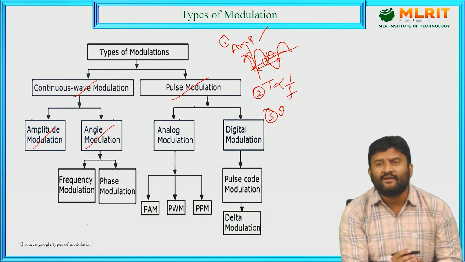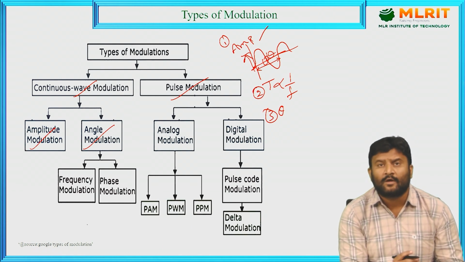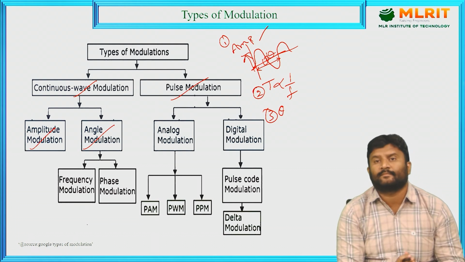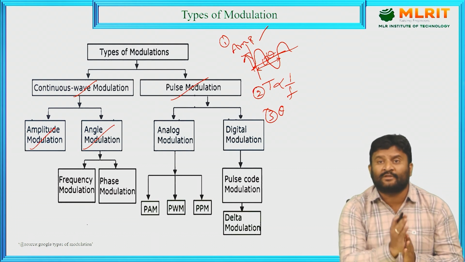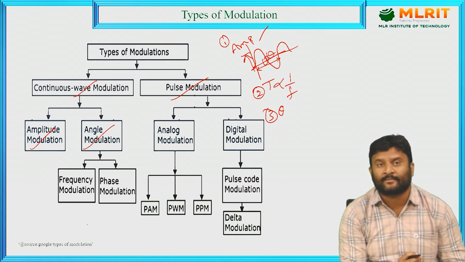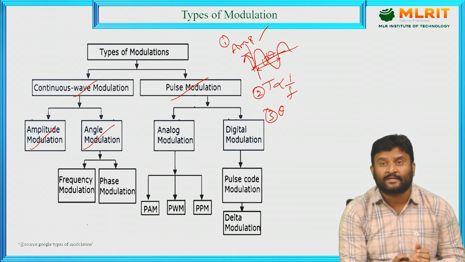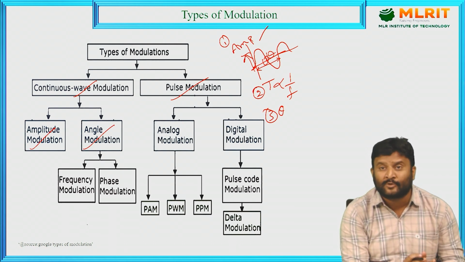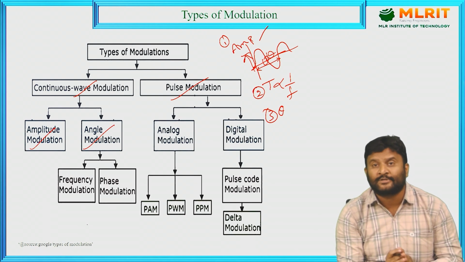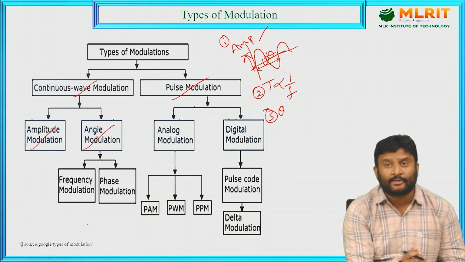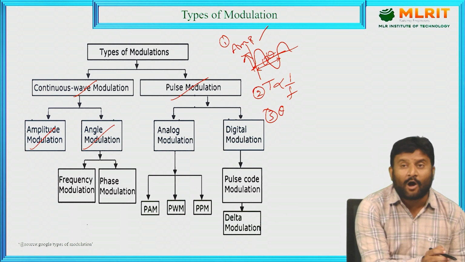What is the meaning of amplitude modulation? Only the amplitude values are varying. The carrier amplitude varies with respect to the message signal, as per the definition of modulation. That is called amplitude modulation. In coming lectures, I will discuss amplitude modulation and angle modulation individually and very clearly, one by one. But in this case, the total categorization needs to be explained. That's why I am giving the outline.